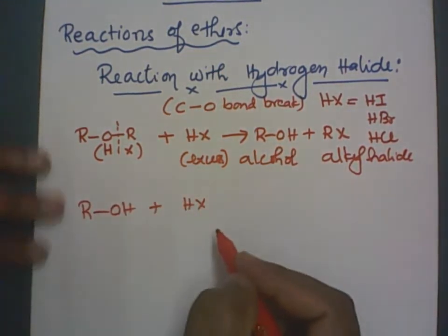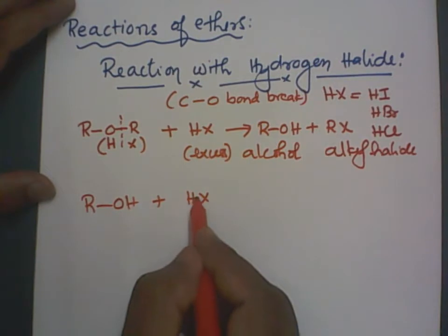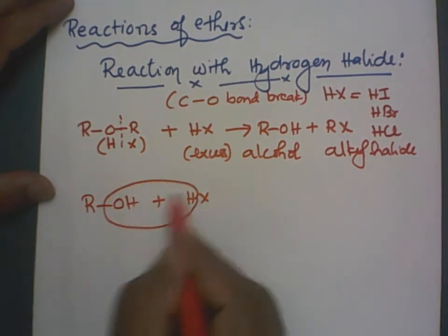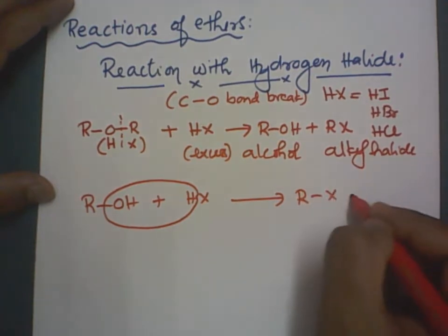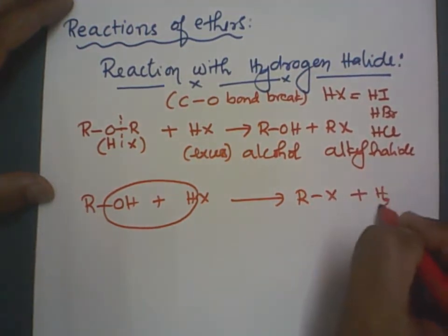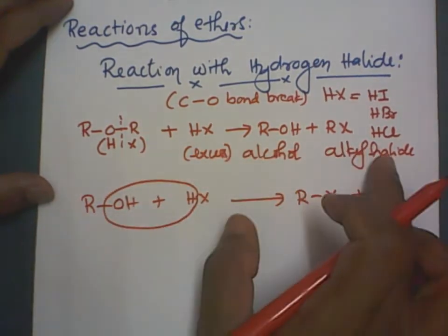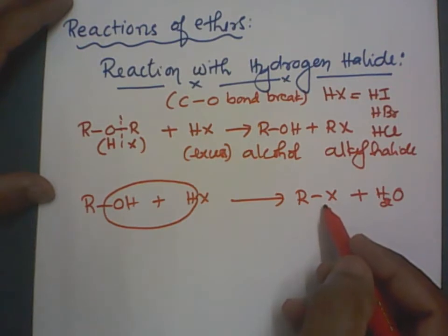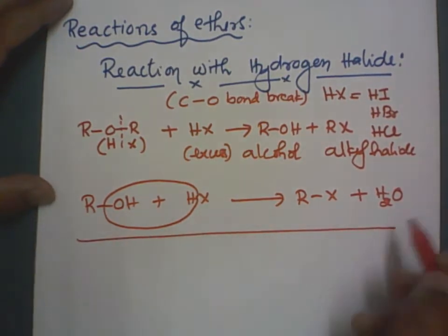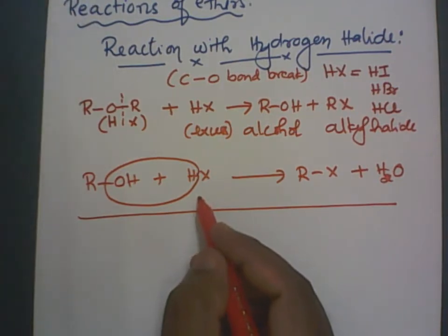Suppose we make use of excess of hydrogen halide, then alcohol can react with the excess of hydrogen halide. This reaction you have seen in the alcohol chapter, correct? So what will happen here? Removal of water molecule takes place to give RX plus water. Suppose you take excess, then what will you get? Alkyl halide again.